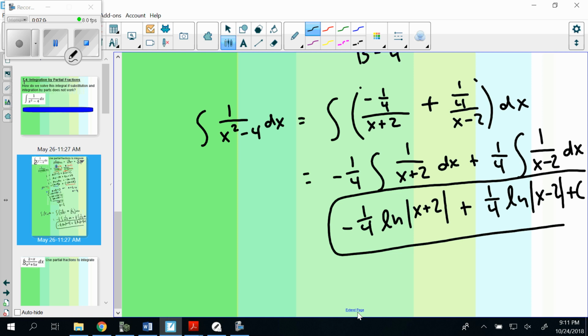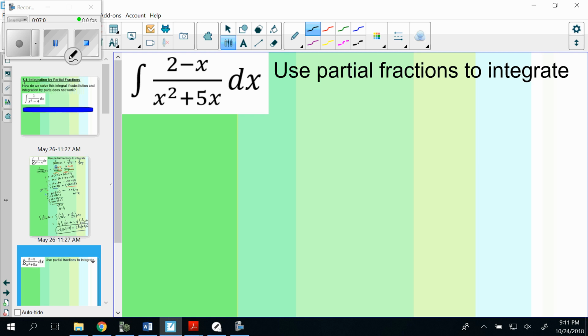All right, let's try another one here. We're going to use partial fractions on this. So similar, we're going to try splitting this one up here. So first thing, okay, factor that bottom. So we get, looks like we can pull an x out there.